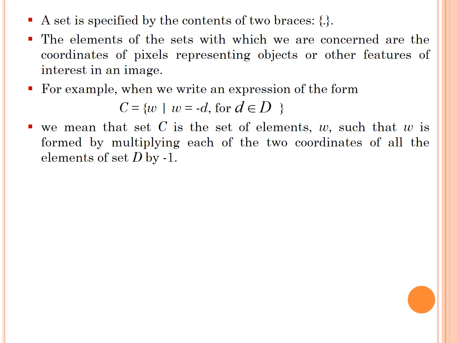A set is specified by the contents of two braces as shown here. The elements of the sets with which we are concerned are the coordinates of pixels representing objects or other features of interest in an image. For example, when we write an expression of the form C equals {w | w = -d, for d belongs to D}, we mean that set C is the set of elements w such that w is formed by multiplying each of the two coordinates of all elements of set D by minus 1.